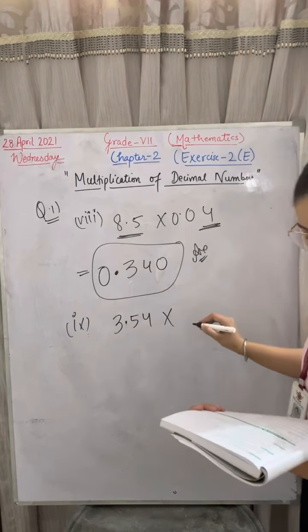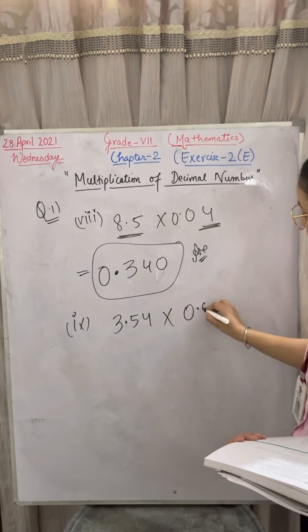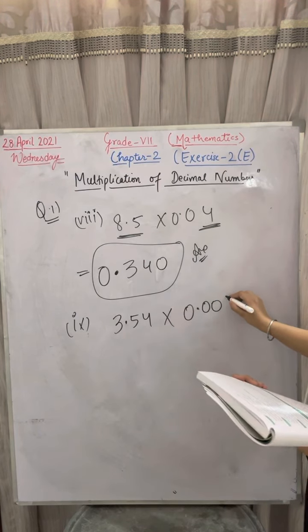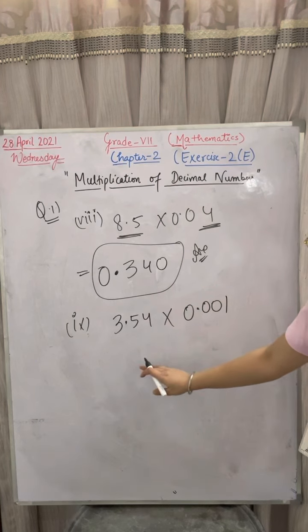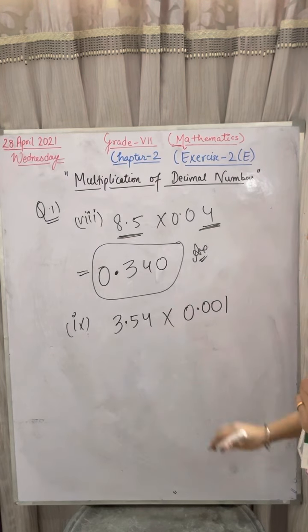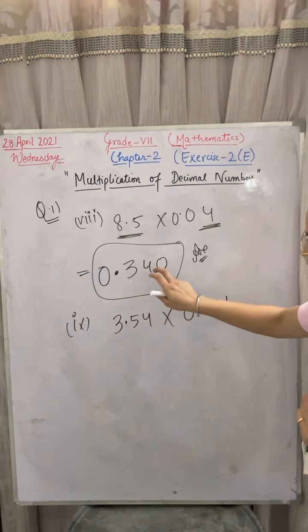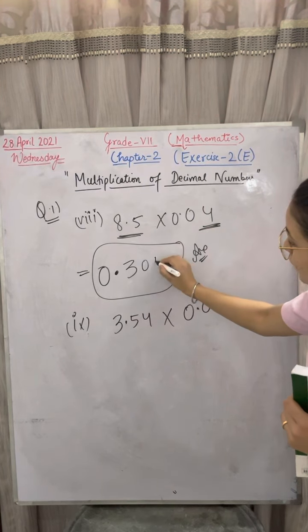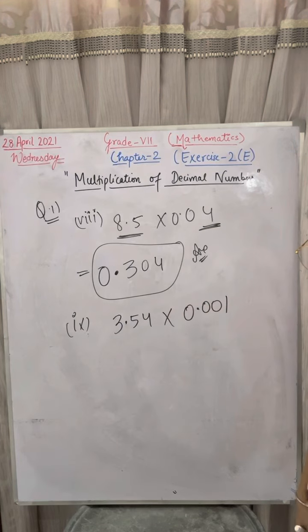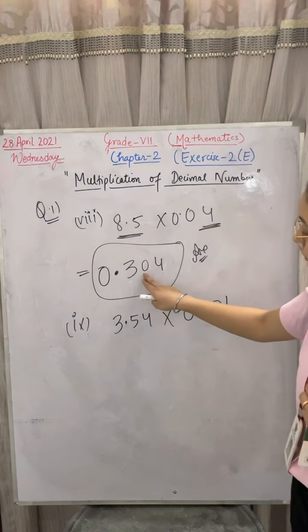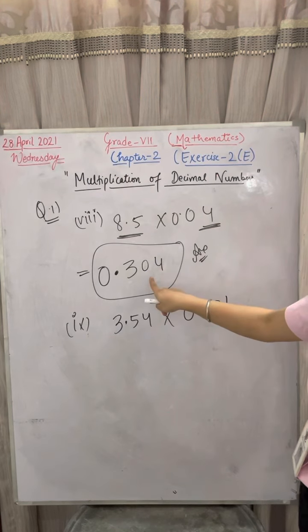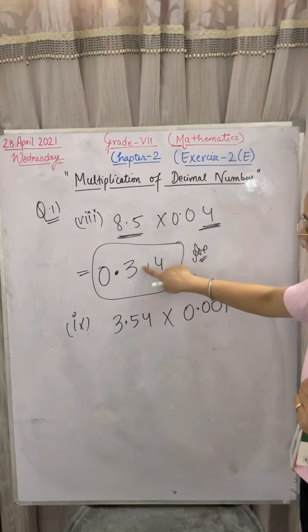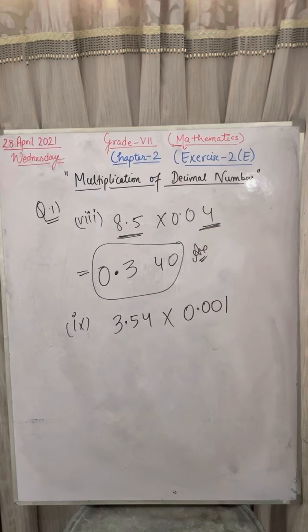3.54 multiplied by 0.001. Here, if 0 is in between, suppose in this question 0 is here, 304, then you can't remove it. Because if 0 is in between, it has some value. If 0 is given at the last, then you can remove it.